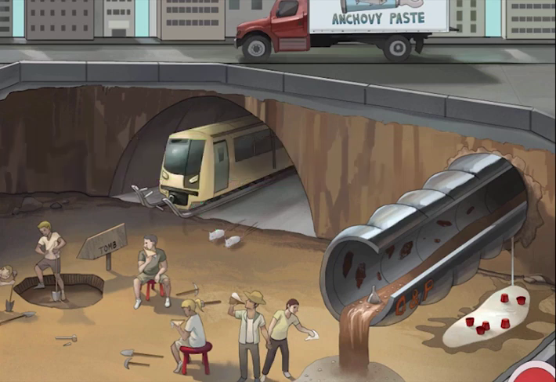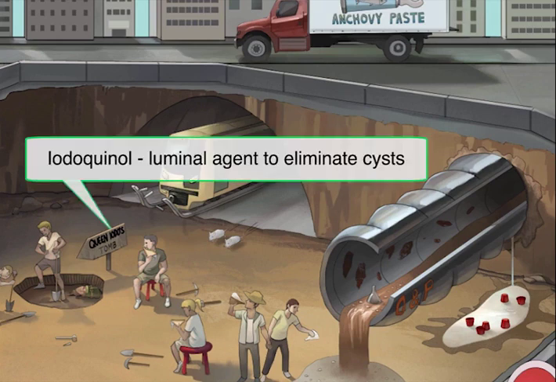The other luminal agent is called iodoquinol. To illustrate this, we're going to add this sign here where the archaeologists are digging that's labeled Queen Iodo's tomb. You can see Queen Iodo's head in the dig site as well. Queen Iodo is, of course, the famous Egyptian queen from back in the time when no one wrote anything down and there weren't any oral traditions or anything like that. So you'll just have to take our word for it when we say, yeah, she really existed. Anyway, iodoquinol, aka Queen Iodo, is another luminal agent that can be used in combination with metronidazole.